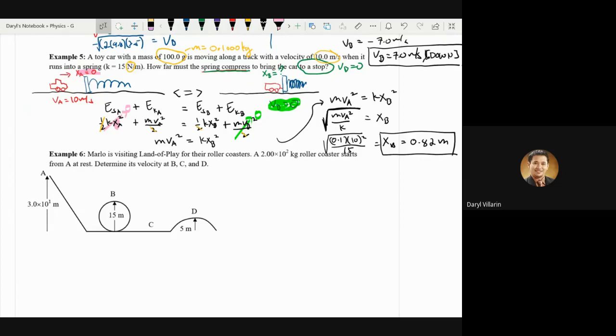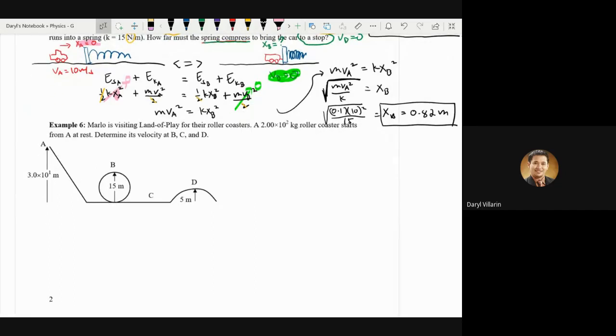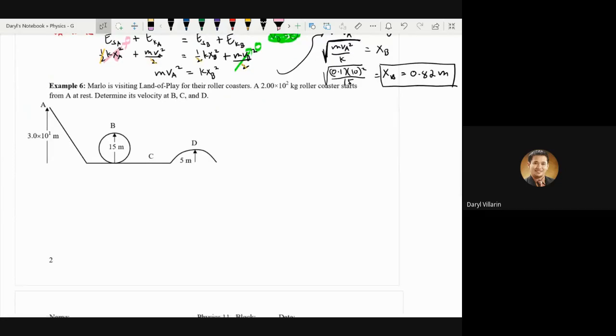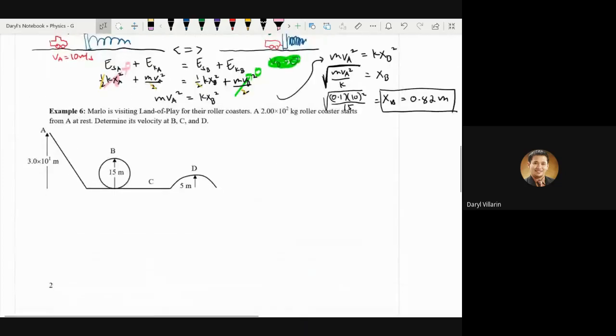Okay, so actually you have an additional term on the right-hand side of the equation for the friction part, but we will not touch on that. So, the last example. I'm just going to go through the last example, number 6. We'll no longer do the pendulum part.